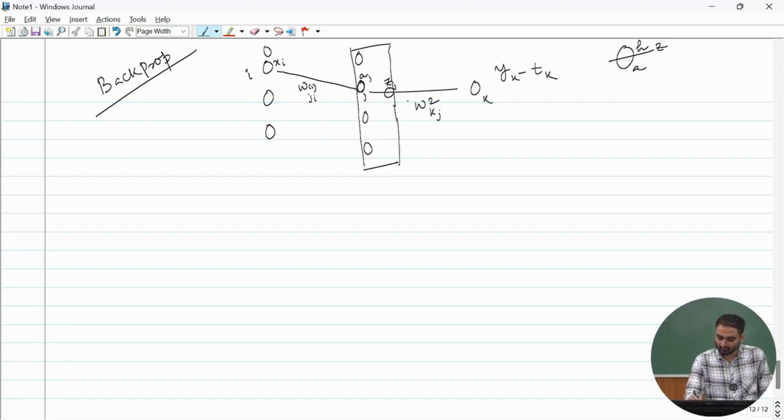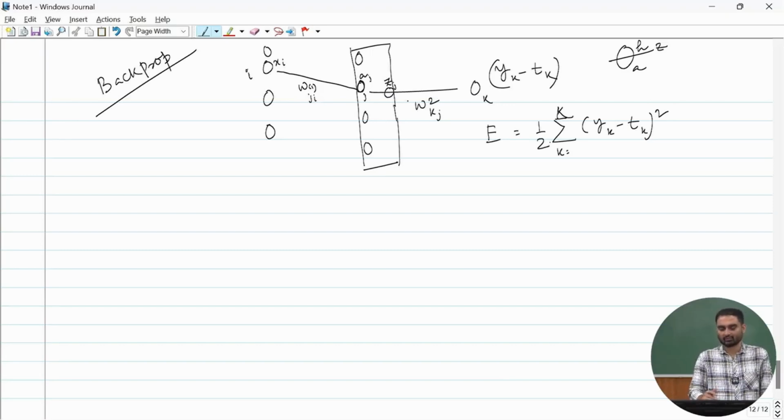So what is the loss? The loss is yk minus tk, and let's say here the loss or the error is a square error, square loss. So error E is the sum over the total error. How many outputs are there? There are k outputs, (yk minus tk) squared, and we take this half because later on we need to take the derivative. This 2 and half will cancel out. So this is my error.